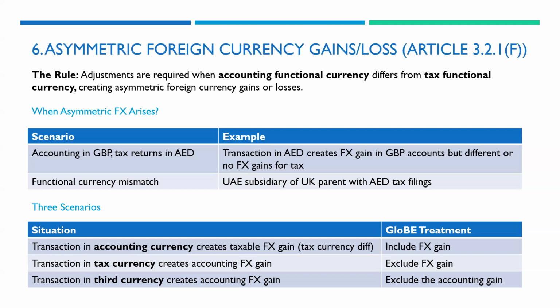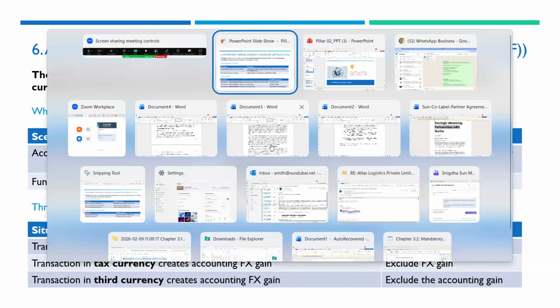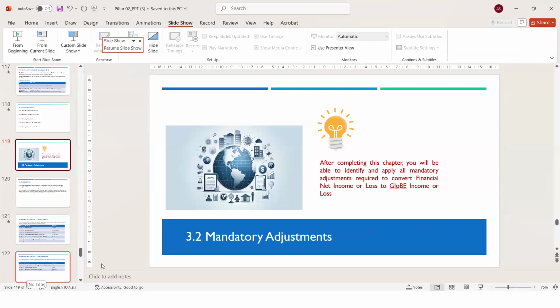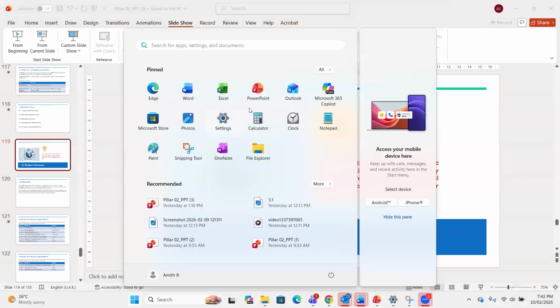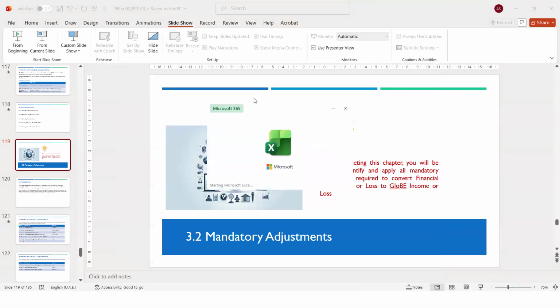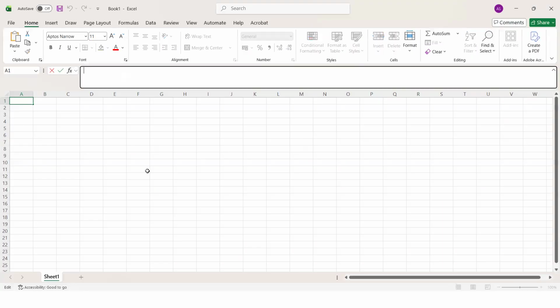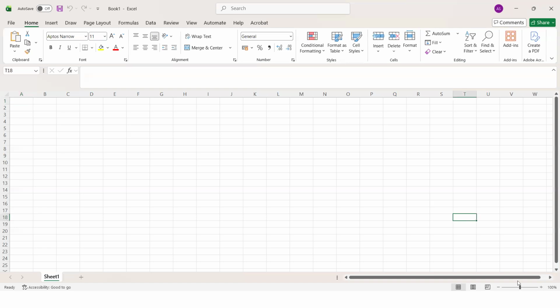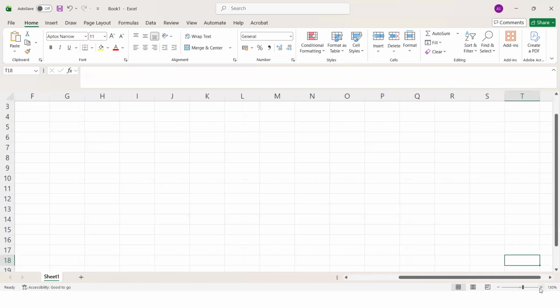Let's take a moment and understand, because this is not as simple as it looks. Let me give you a context for you to easily identify. So let's open a spreadsheet. Can you see my screen?